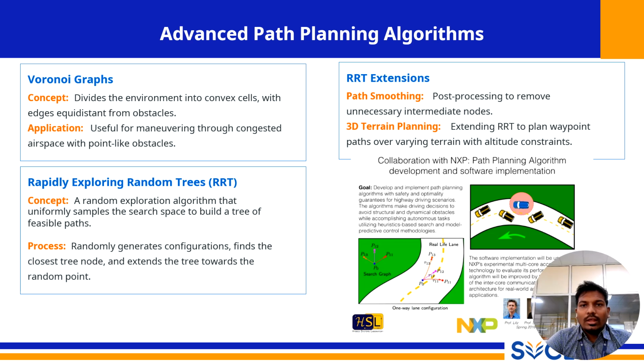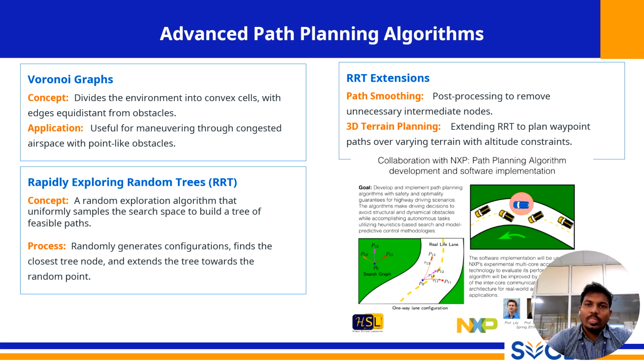Let's begin with the classical approach that has been around for some time, yet still holds strong in many path planning applications: the Voronoi graph. Let's start with the concept. A Voronoi graph works by dividing the environment into convex regions or cells. The edges of the cells are positioned exactly halfway between the obstacles in the environment.